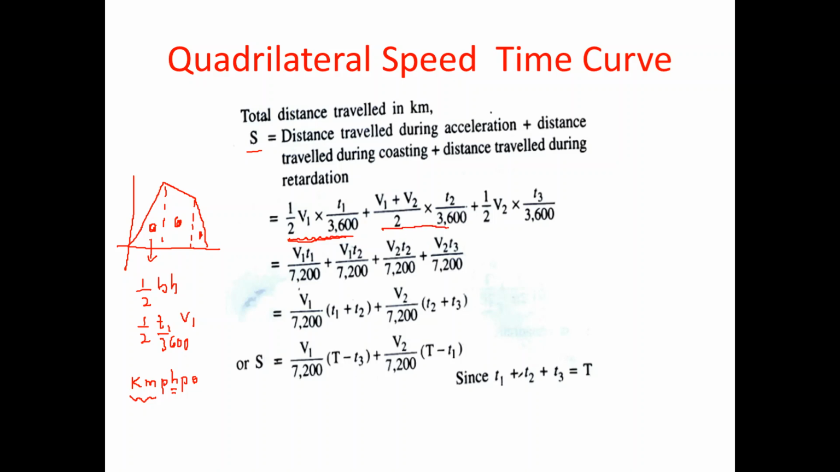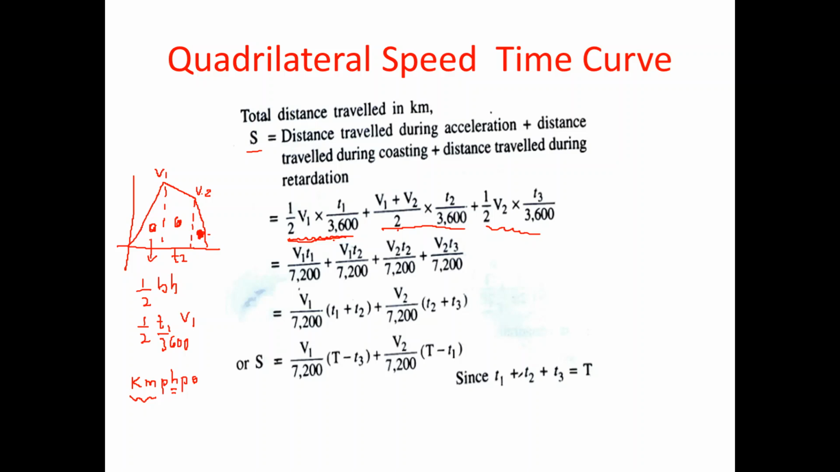And the second component is to find the area under the trapezoidal part. How is it calculated here? This is V1 and this is V2, and the average of these two is taken, that is V1 plus V2 divided by 2, which is the height. The height into base T2, where T2 is the time, divided by 3600 as I told, to convert hours into seconds. And this is again the area under a triangle, so it is half B into H.